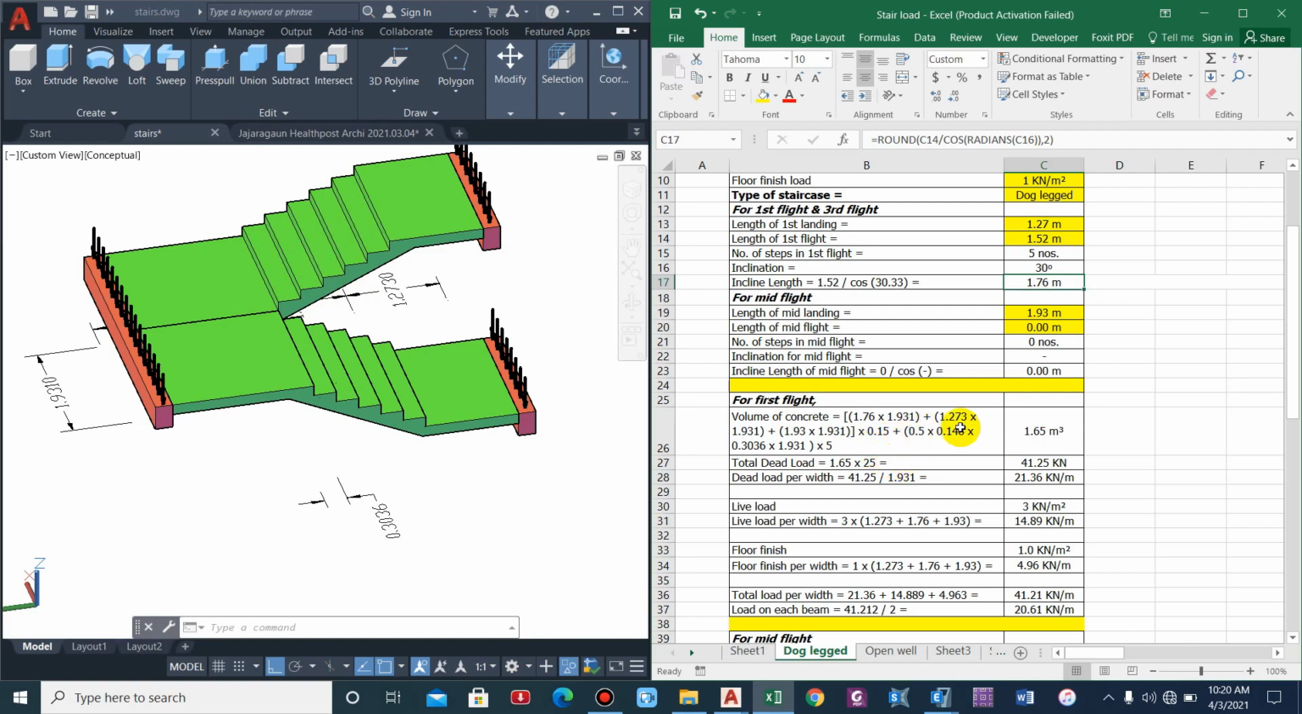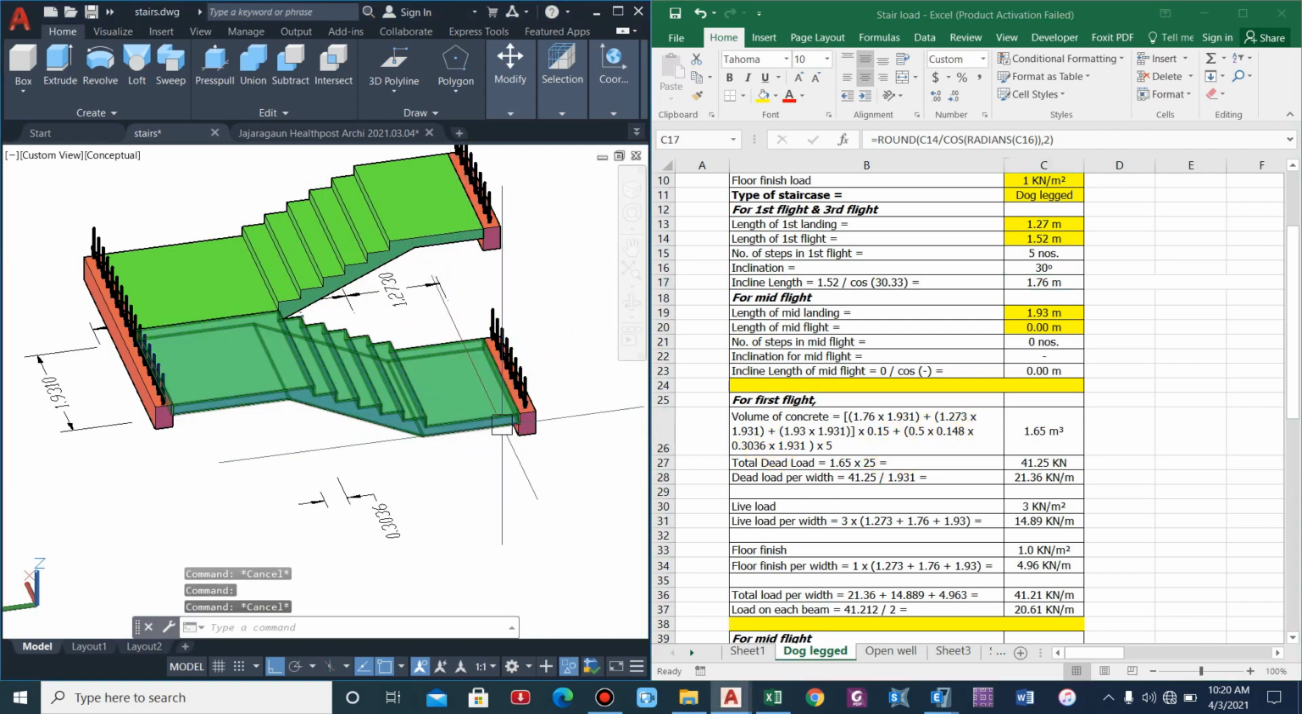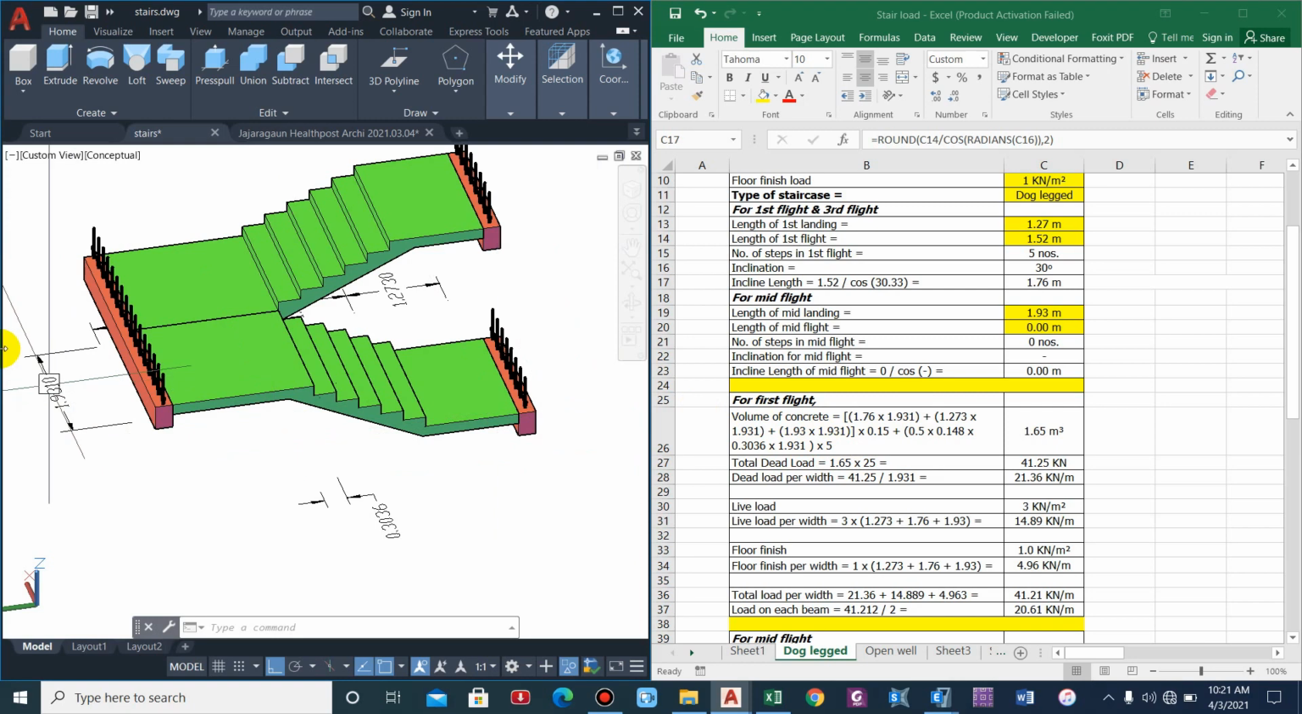So we have just computed the area of the inclined slab, plus 1.273 into 1.931, that is the area of the first landing. 1.27 is the length and 1.931 is the width, plus 1.93 into 1.93, that is the area of the mid landing. As a whole, this is the bracket, into 0.15, that is the thickness. So we have computed the volume of the first flight.